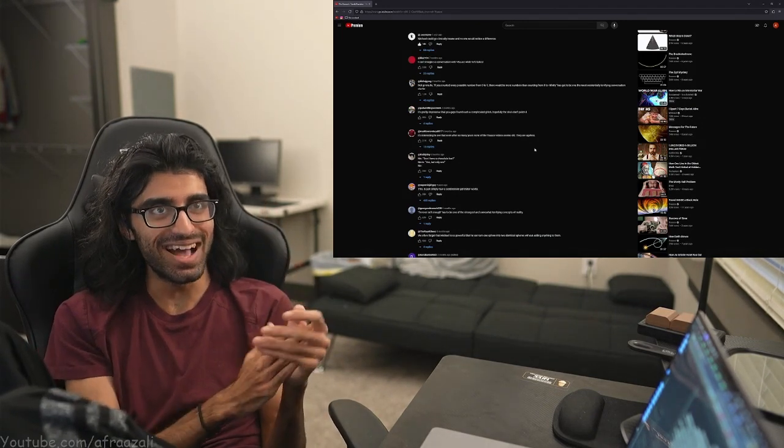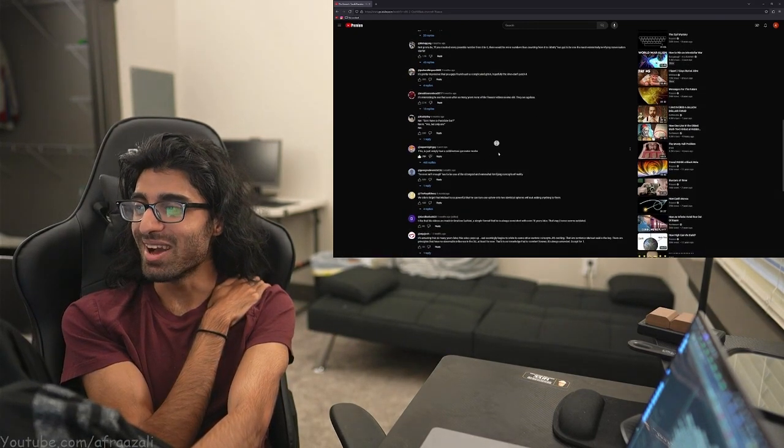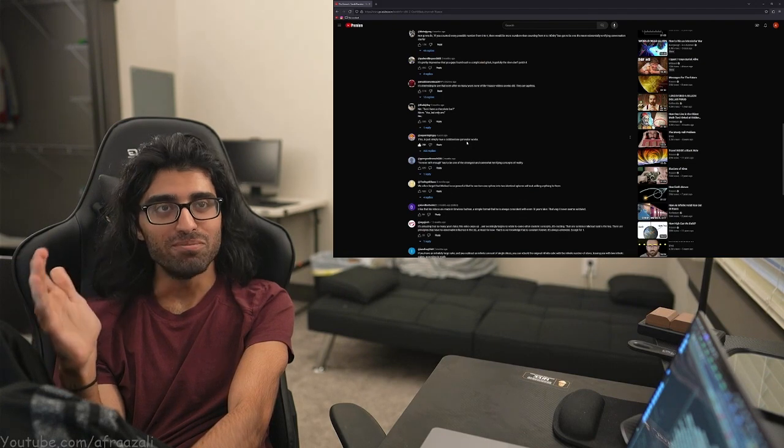Like, it's like TAS in real life. This is simply how a cobblestone generator works. That's facts, bro. So funny, I was talking about Minecraft as an example. And this dude, bro, Minecraft makes you more intelligent.